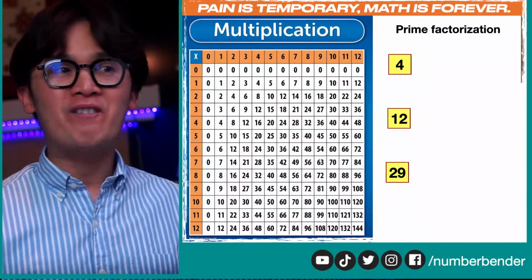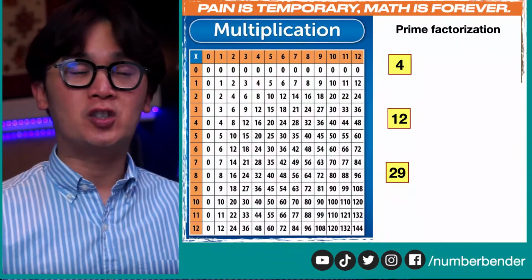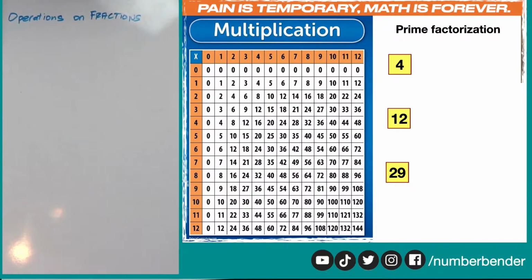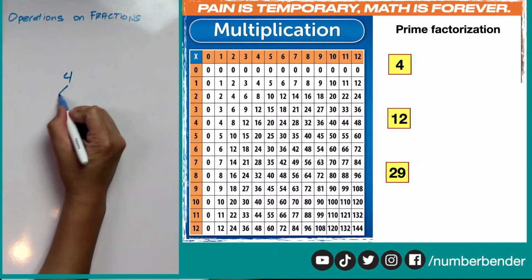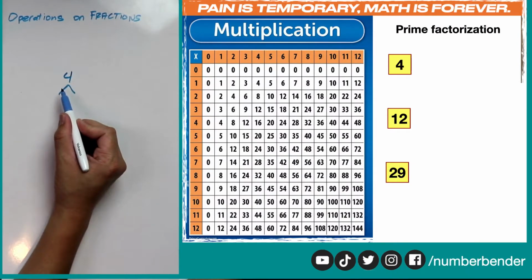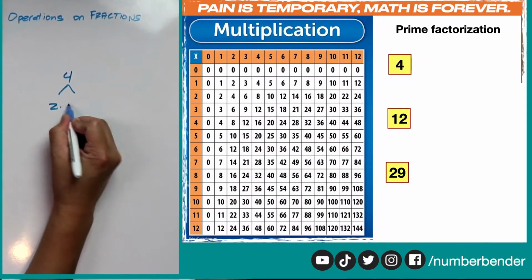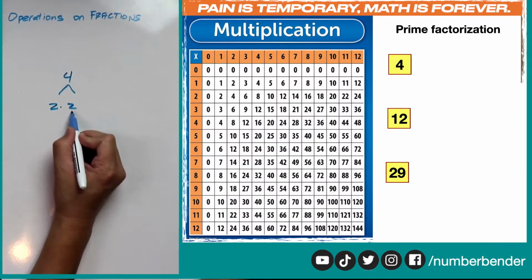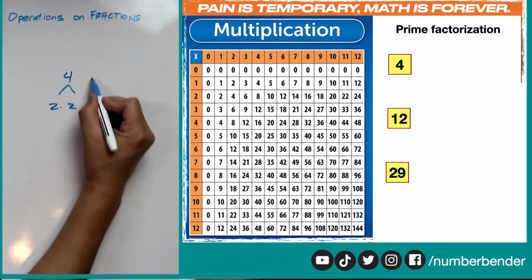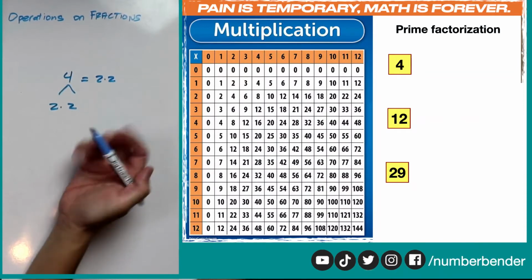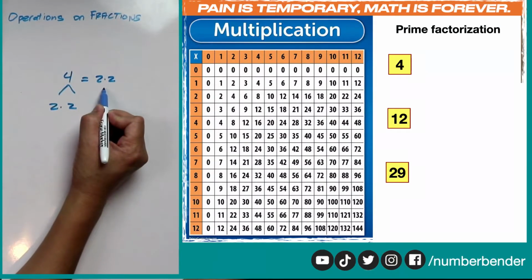So if we're going to find the prime factors of 4, 12, and 29, let's start with 4. The prime factors of 4 using the tree diagram would be two numbers that, when we multiply, will equal 4, which is 2 times 2. And we know that 2 and 2 are prime numbers, so its prime factorization would be 2 and 2. So we know that these two numbers will be its prime factors and nothing else, because we have broken it apart into its prime factorization.